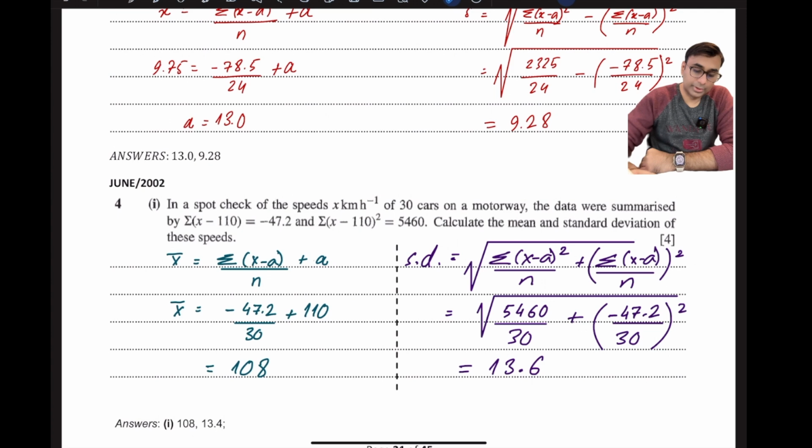Let's have a look at one of the past paper questions where it says that sigma x minus 110 is minus 47.2 and sigma x minus 110 whole square equals 5460. We have to calculate the mean and standard deviation of their speeds. So applying the formula for the mean, sigma x minus a over n plus a, x bar is going to be minus 47.2 over 30 plus the constant, that's 110 in this case, and I will get myself the mean value. Similarly, applying the formula for standard deviation, sigma x minus a whole square over n minus sigma x minus a over n whole square, that's going to be 5460 over 30 minus negative 47.2 over 30 whole square, and I'll get the standard deviation.